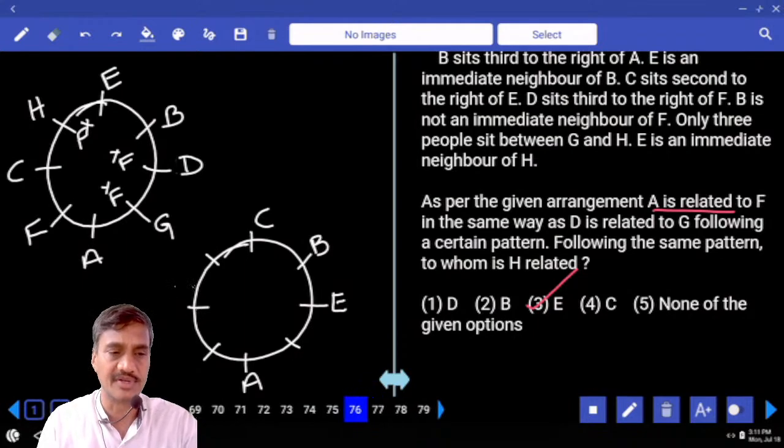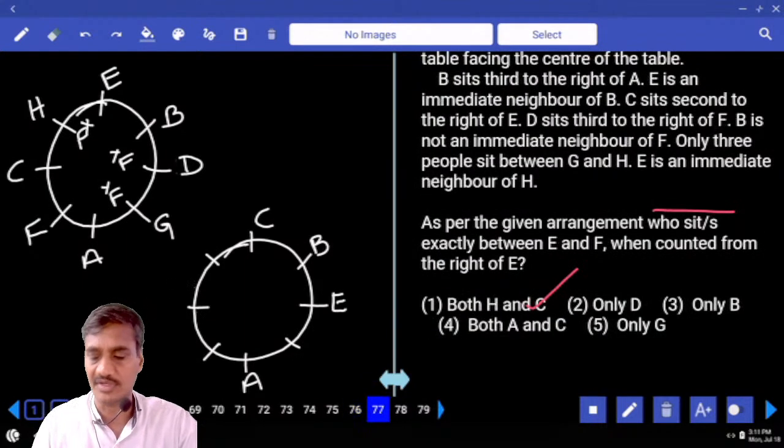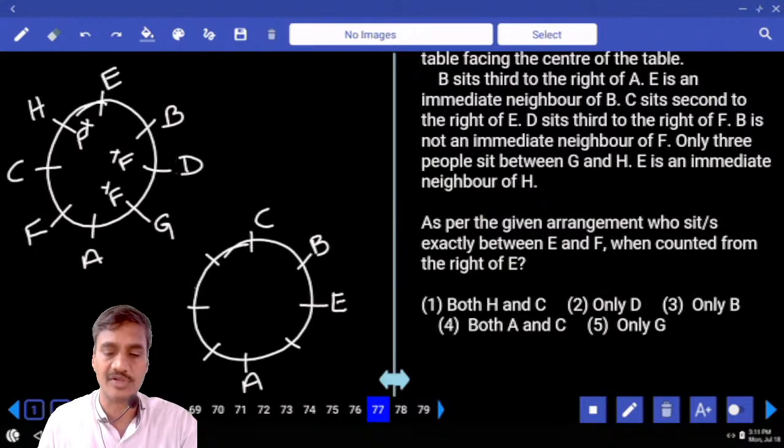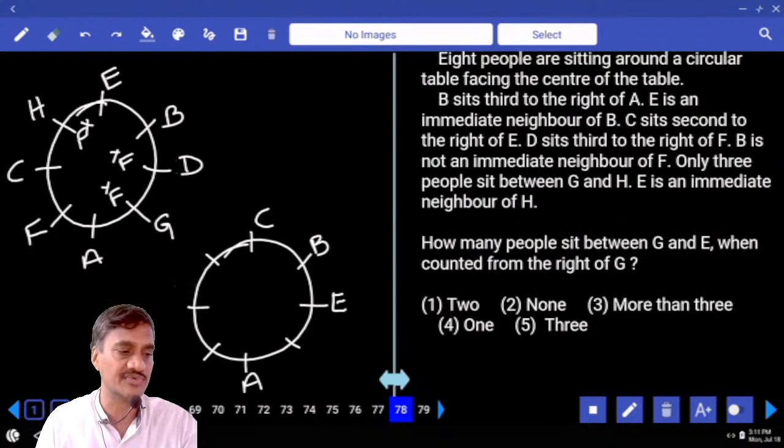H is to the immediate right. Question 77: As per the given arrangement, who sit exactly between E and F? Exactly between E and F, counted from the right of E, are C and H. Now both C and H, that is choice 1, question number 77.